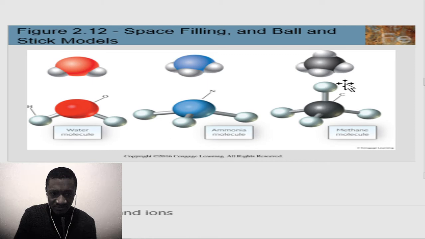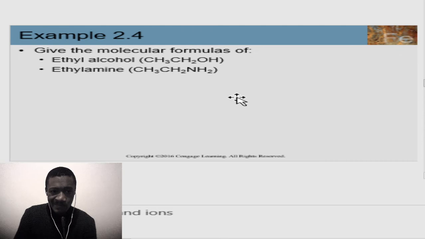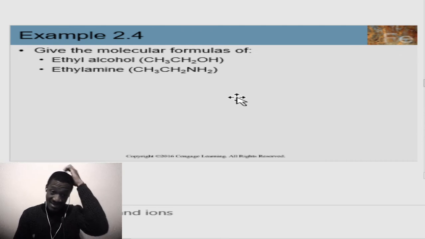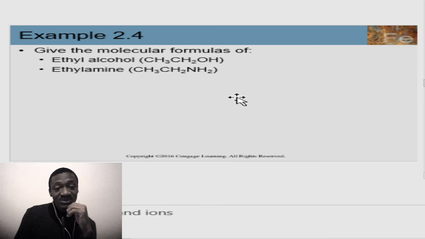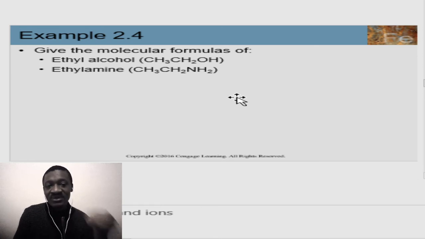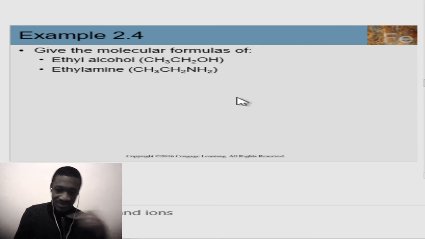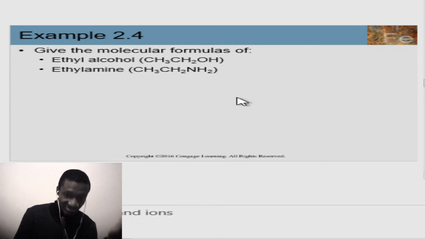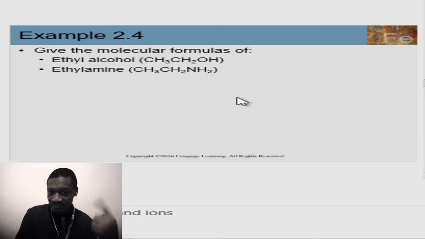Methane, space filling model, ball and stick model. So you have an example or exercise that you should do. The question is, give the molecular formula of ethyl alcohol. This is the elder brother to the methyl alcohol. Notice that what is changing now is an increased number of carbons, and as the carbon increases, the hydrogen also increases, but what is consistent is the OH at the side.